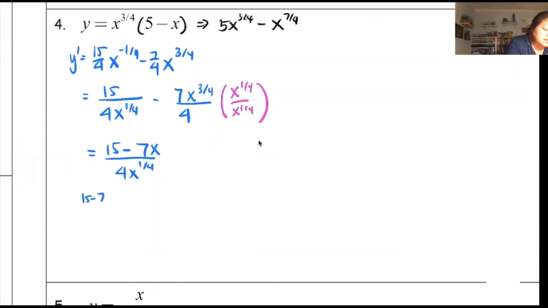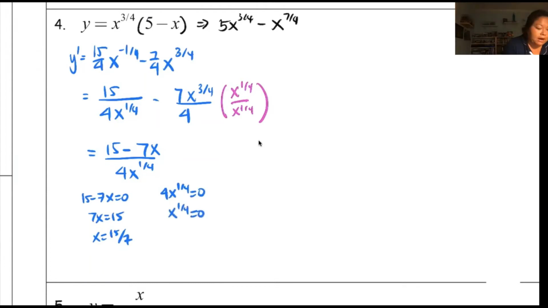So 15 minus 7x equals 0. 7x equals 15. x equals 15 over 7, a little over 2. Now the bottom equals 0: 4x to 1/4 equals 0. Divide by 4 on both sides, you get x to 1/4 equals 0. Take the fourth power, x equals 0. So you have two numbers here, and you still need to use them in your number line: 0 and 15 over 7.